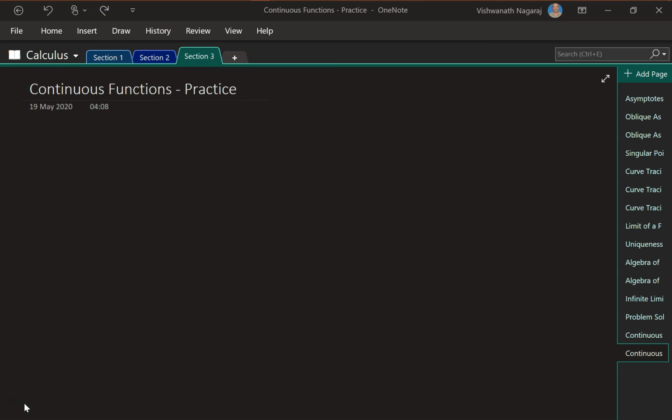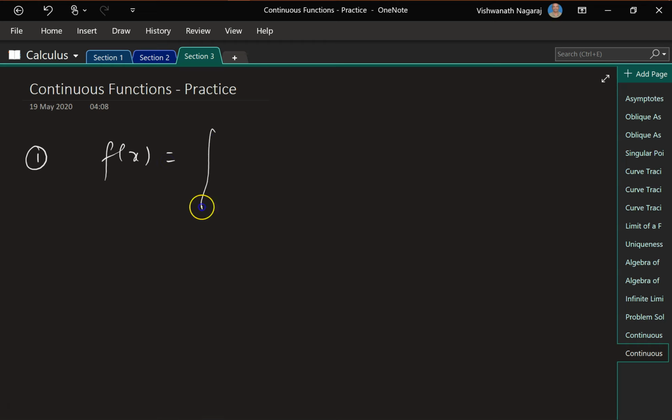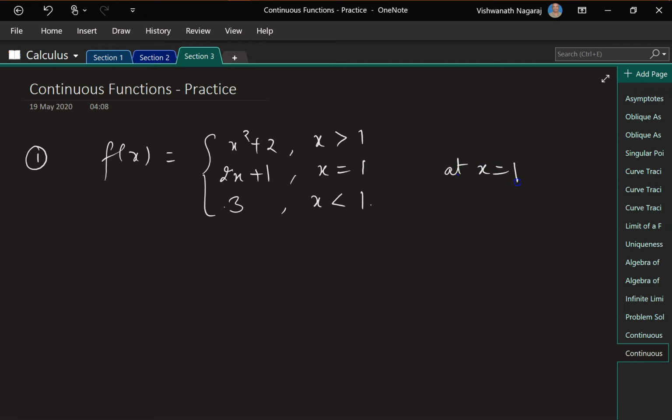Let's solve some problems. Let's say we are given f of x is equal to x square plus 2 when x is greater than 1, 2x plus 1 when x is equal to 1, and 3 when x is less than 1. Now what we have to figure out is the continuity at x equal to 1.